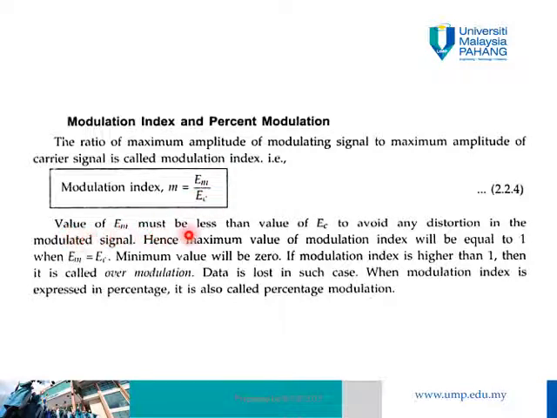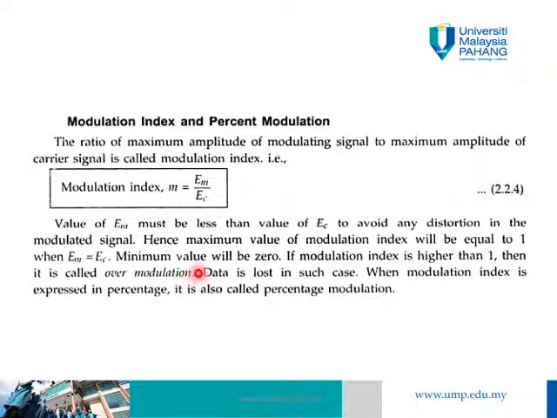The value of EM must be less than the value of EC to avoid any distortion in the modulated signal. Therefore, the maximum value of the modulation index will be 1, when EM equals EC. The minimum value will be 0. If the modulation index is higher than 1, it is called overmodulation. Overmodulation is not good, because the data can be lost.